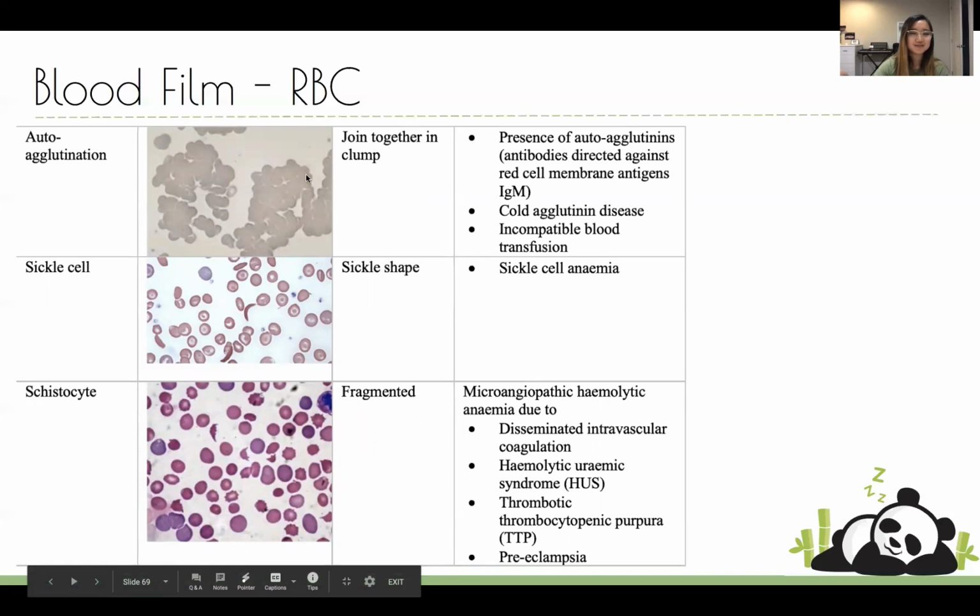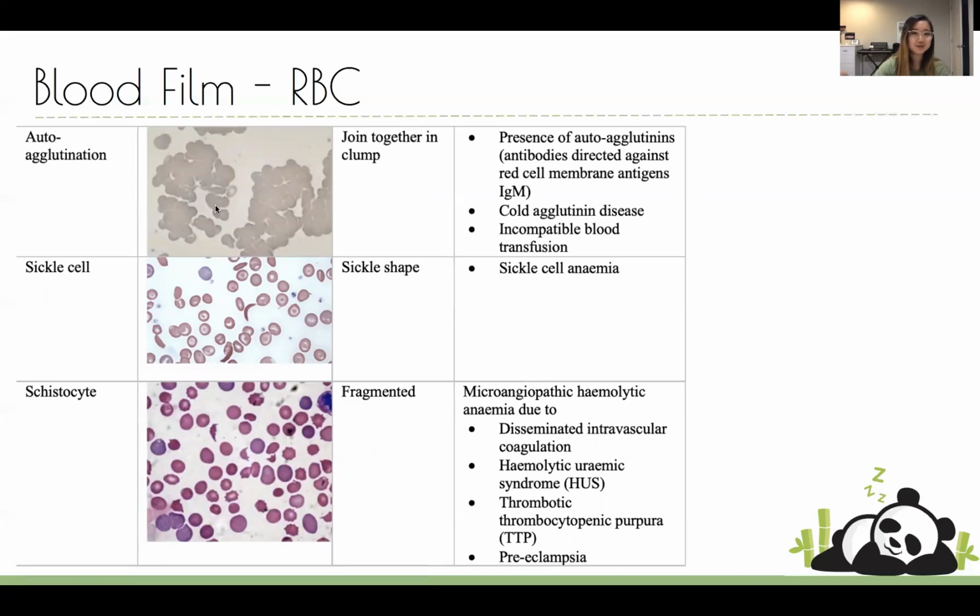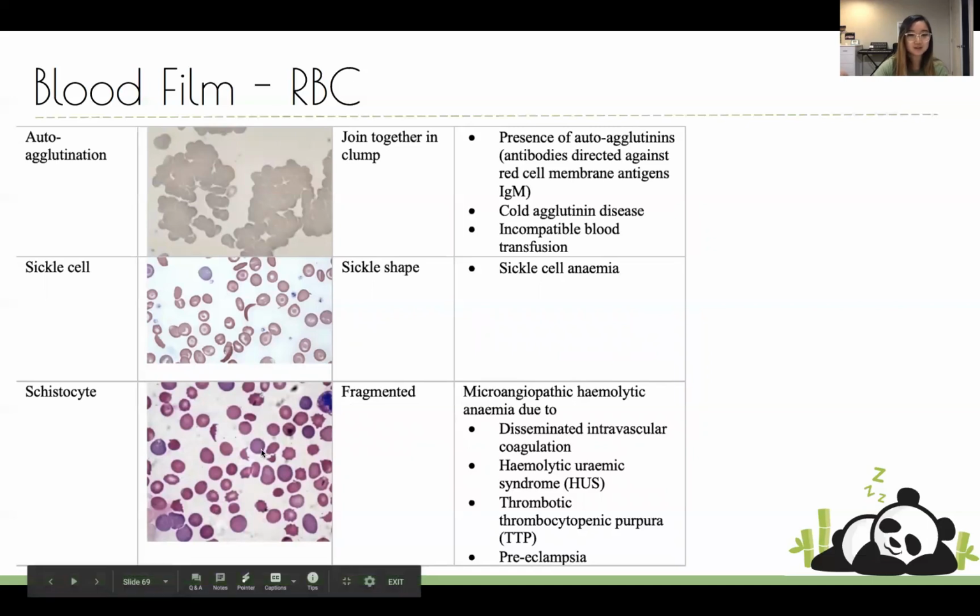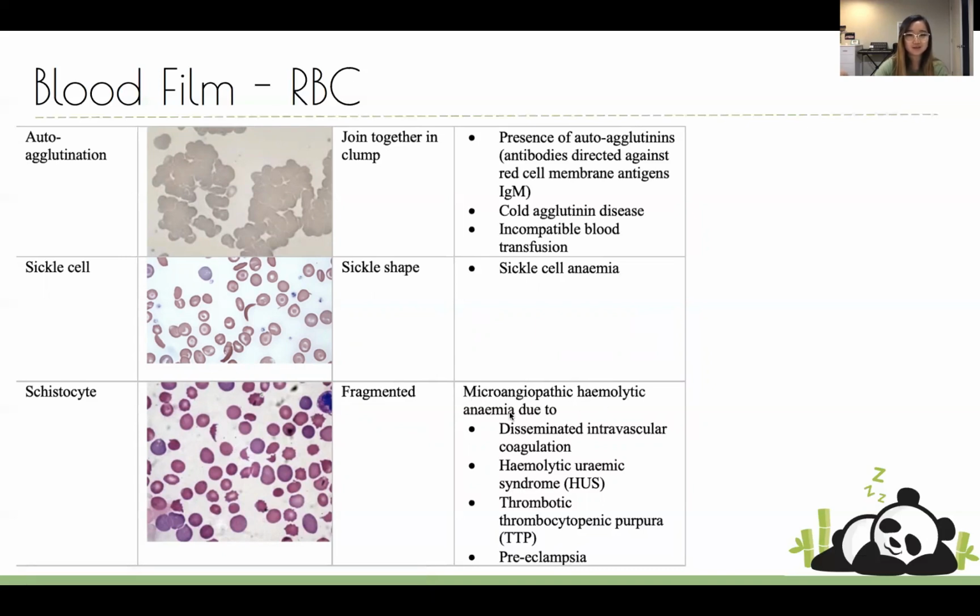Autoagglutination looks like this. It's when all of your blood cells are stuck together, and it's due to the presence of autoagglutinins. I don't think you have to know too much about it other than to recognize it. Sickle cells look like sickles, and indicate sickle cell anemia. Schistocytes are like these guys. They're super fragmented, and it basically means hemolysis, right? Because they're fragmented, it means the blood cells have been ripped apart. So things like MAHA, microangiopathic hemolytic anemias. Again, you don't have to know too much about it, just recognize it.